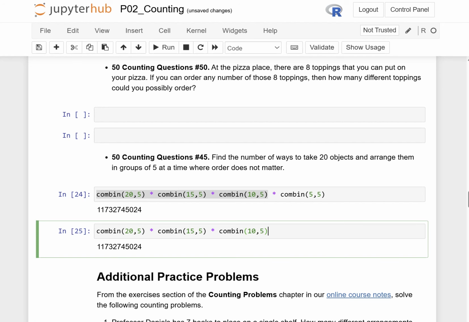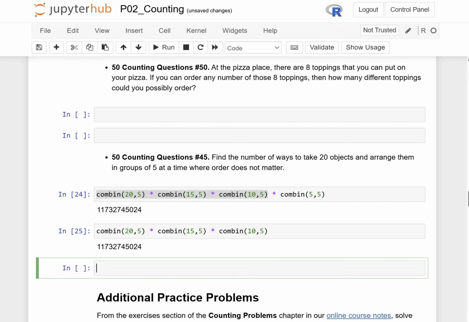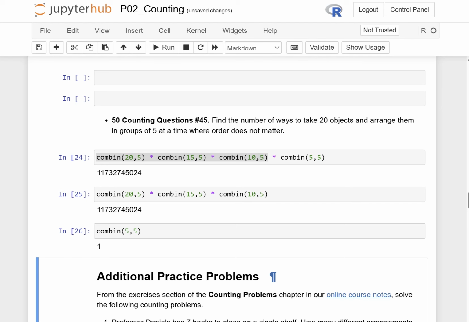Why? Because 5 choose 5 is equal to 1, as is 5 choose 0. So both 5 choose 5 and 5 choose 0 are equal to 1. Why? Because there's exactly one way to choose all 5 objects, and there's exactly one way to not choose all 5 objects. That second one confuses some students, but we'll talk about that as we go forward.